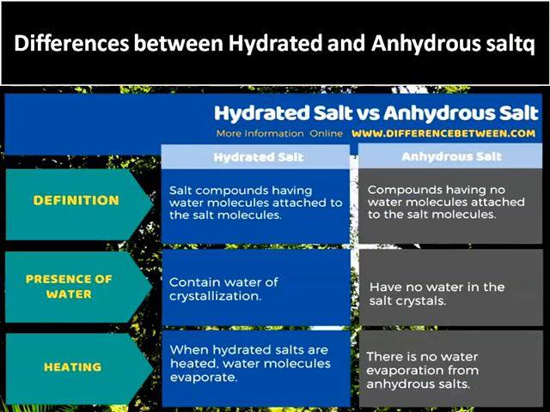Differences between hydrated and anhydrous salts. As the definition says, hydrated salts are salt compounds having water molecules attached to the salt molecules, and contain water of crystallization. When hydrated salts are heated, water molecules evaporate. Anhydrous salts, on the other hand, are compounds or salts having no water molecules attached to the salt molecules, and have no water in the salt crystals. There is no water evaporation from anhydrous salt. So with this, we are completing the study of salts altogether with all its properties.